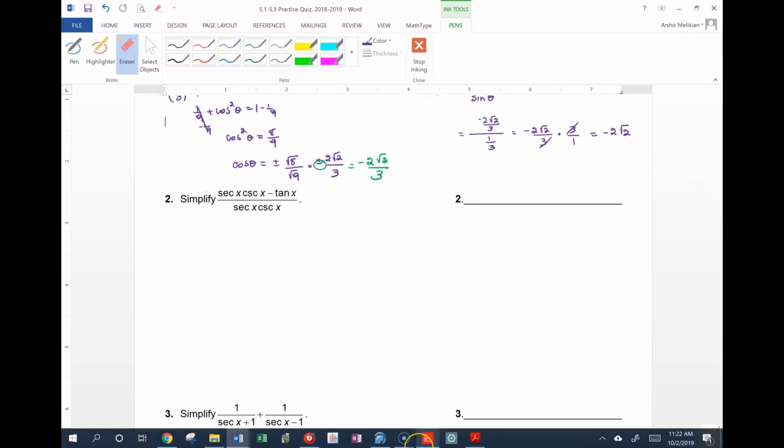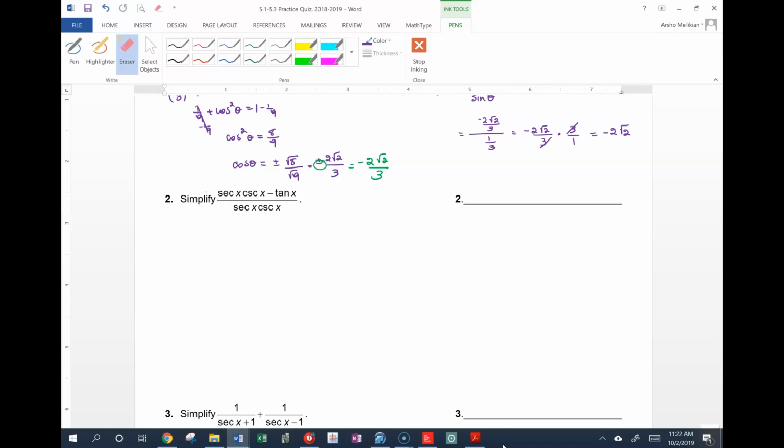Okay, our least favorite word for the time being: simplify. Oh my gosh, what does that mean? What am I going to do here? Lots of things you could do here. One is change everything into sines and cosines and see what cancels. Another thing: if this was one fraction plus or minus another fraction, what would you do? Common denominator. If this was not a fraction, but a long expression, what would you try to do? Factor something out.